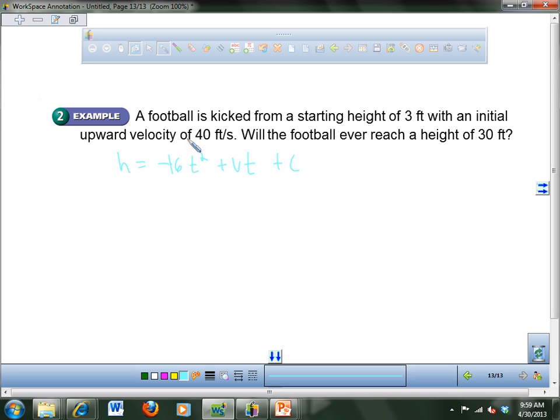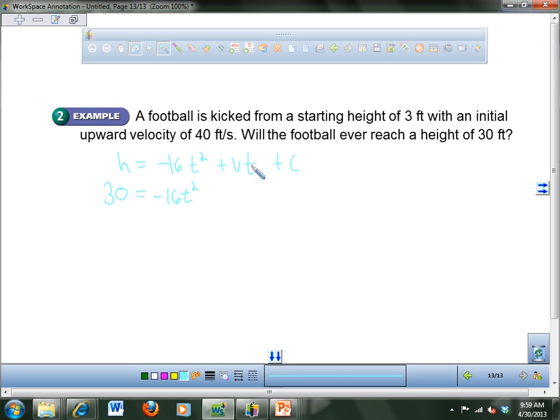And in this case, will the football ever reach a height of 30? So you have to plug in numbers here. So you plug in 30 over here for h. They want to know, will the height ever be equal to 30? And negative 16t squared.